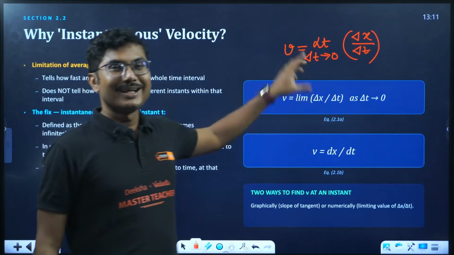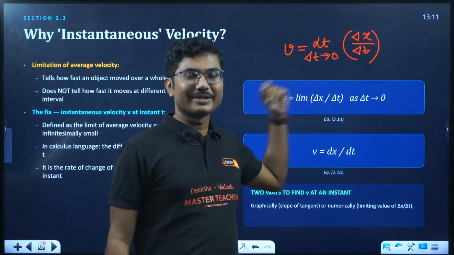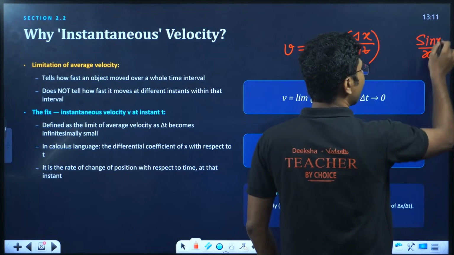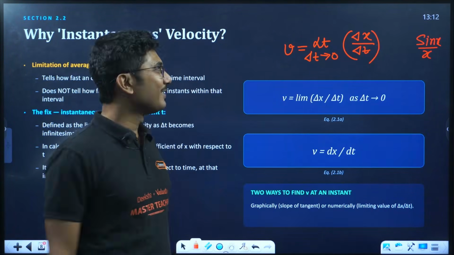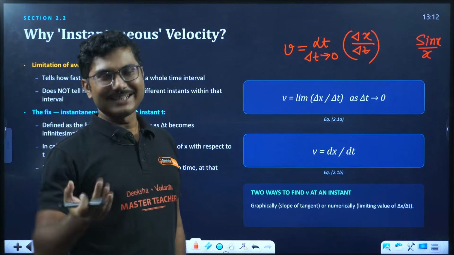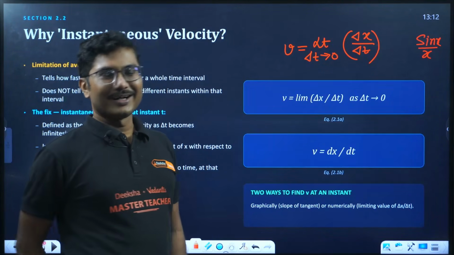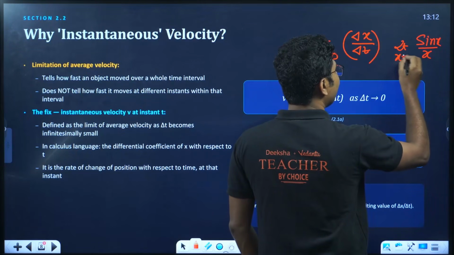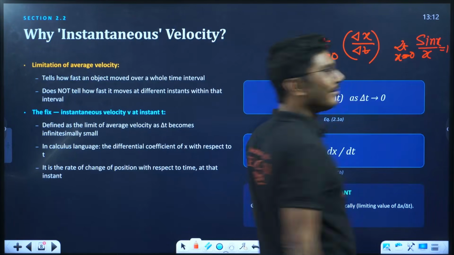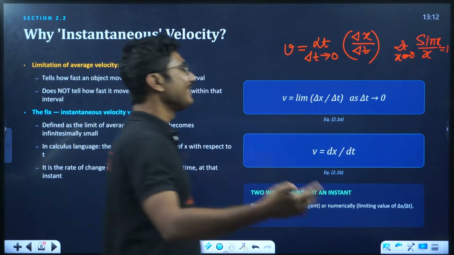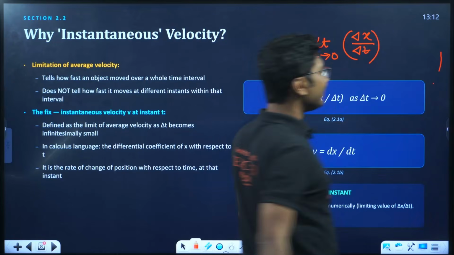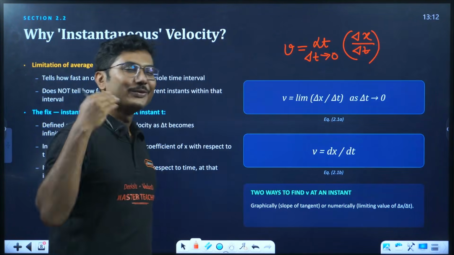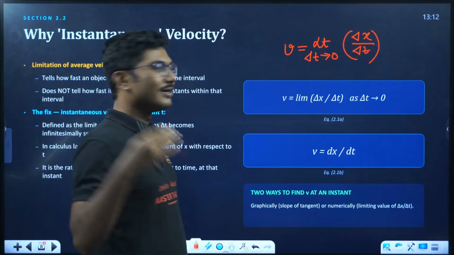But in calculus there is a way we can calculate that value. For example, sine x by x. If you put x equals 0, what do you get? Sine 0 by 0, right? Sine 0's value is 0, so 0 by 0 is undefined. But if you take the limit x tends to 0, it becomes 1. That is the beauty of calculus. You will learn with time why it is not 0, not infinity, but actually a finite value 1. There are a few tricks involved, but you will learn them later on.